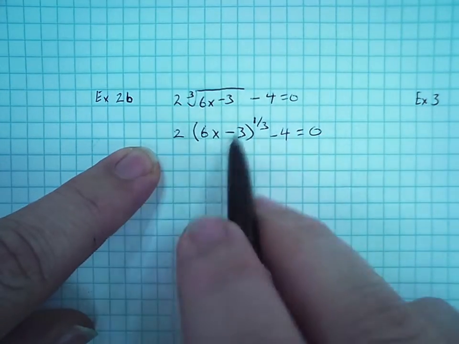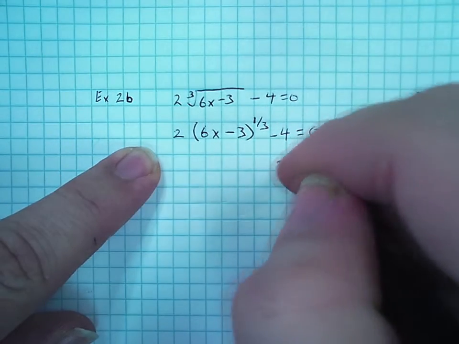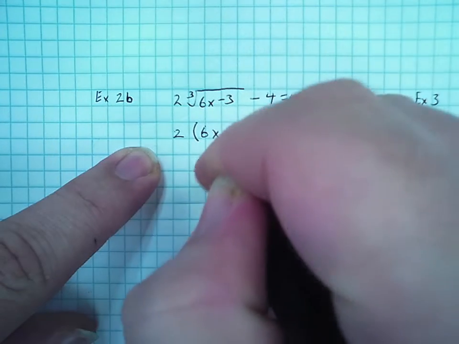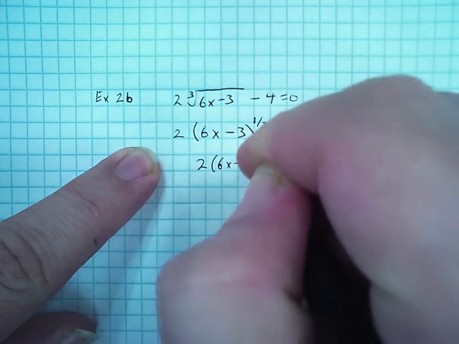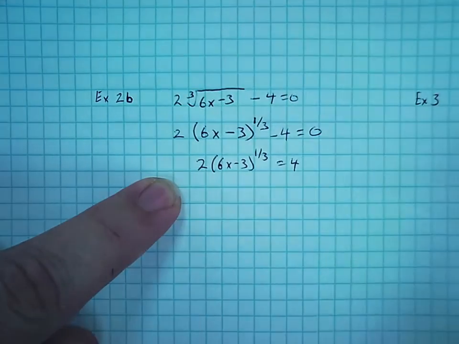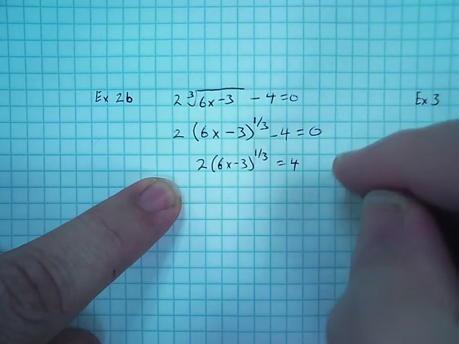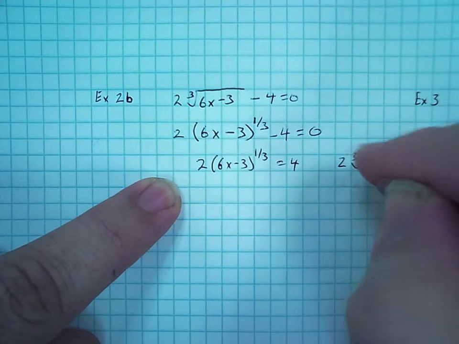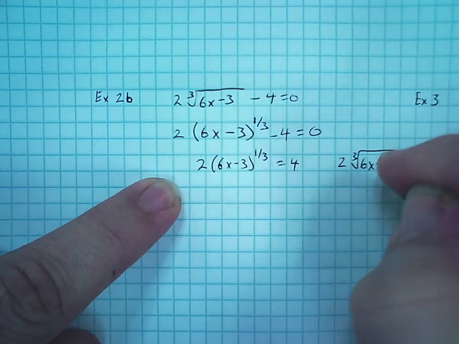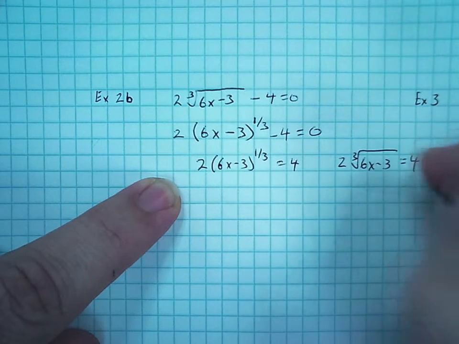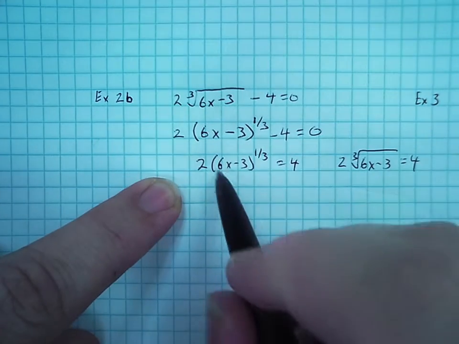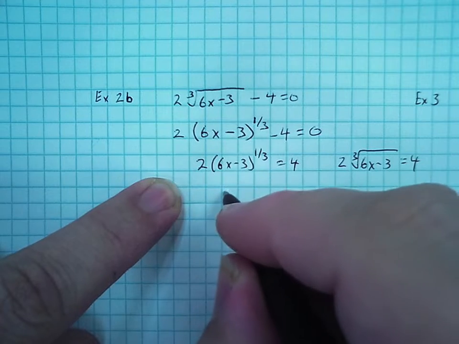So the first thing to do is to isolate it. So I'm going to add the 4 to the other side. Oh, I guess I'm switching to the rational exponent notation. It doesn't really matter, though. I could just as easily have stuck with this one. It means the same thing. Now I'm going to divide by 2.